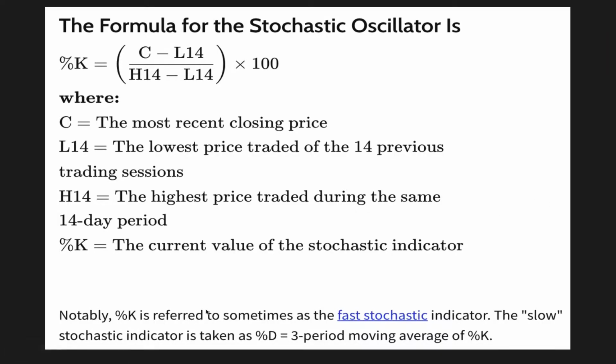Last thing to note here is that percent %k is referred to as the fast stochastic indicator, like I mentioned, and the slow stochastic indicator is taken as percent %d, like I also mentioned, and percent %d is equal to a 3-period moving average of percent %k, which we're going to get into later.